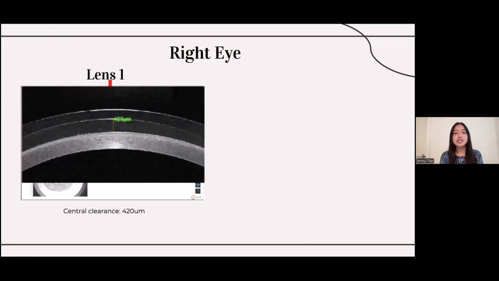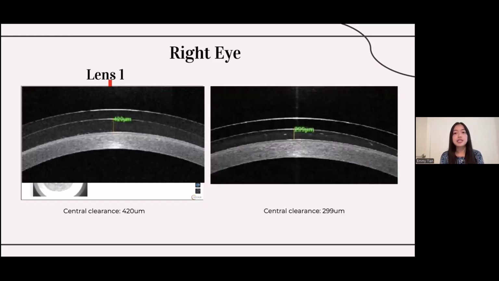If we zoom into the center portion of the lens, we can see that after settling, we achieved a central clearance of 420 microns on the first lens, which is greater than what I would consider acceptable or a good fit of a scleral lens on a patient's eye. So utilizing the Europa Tangent design, we were able to bring down that sag about 100 microns by flattening the base curve, achieving a central clearance of 299 microns on the second lens, which is more acceptable.